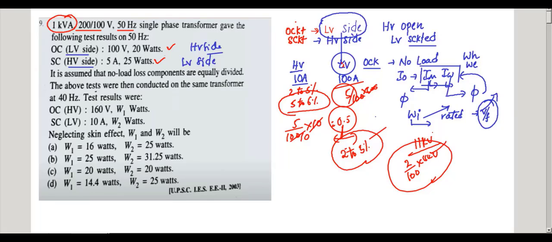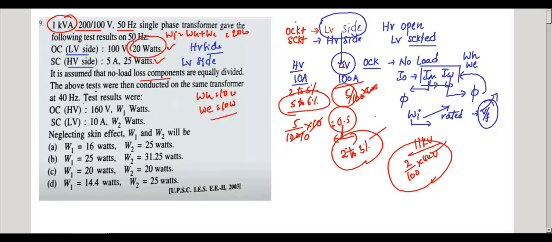Confusion here, keep the concept in mind and the matter is over. It is assumed that no load loss components are equally divided. The no load loss is hysteresis plus eddy current losses, totally 20 watts. That means hysteresis loss is 10 watts and eddy current loss is 10 watts.